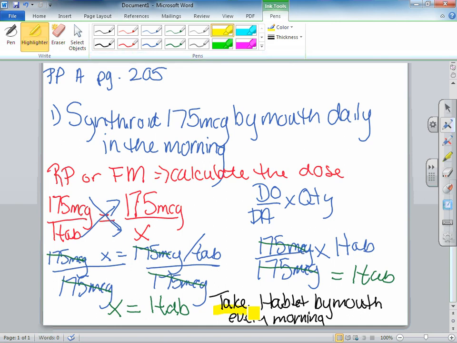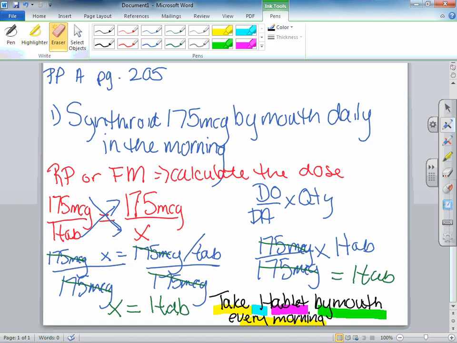is take. I have a dose, which is 1. I have the dose form, which is tablet. I have the route of administration, which is by mouth. And then I also have the frequency, which is every morning. That is how you will complete number 1. All right.